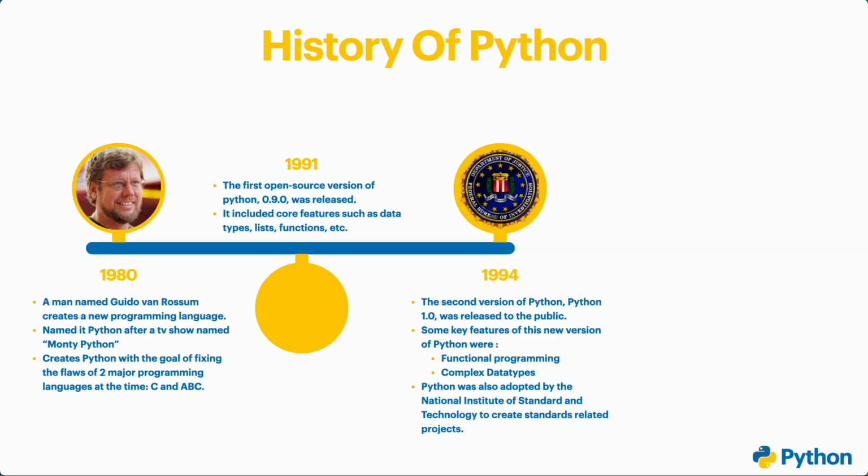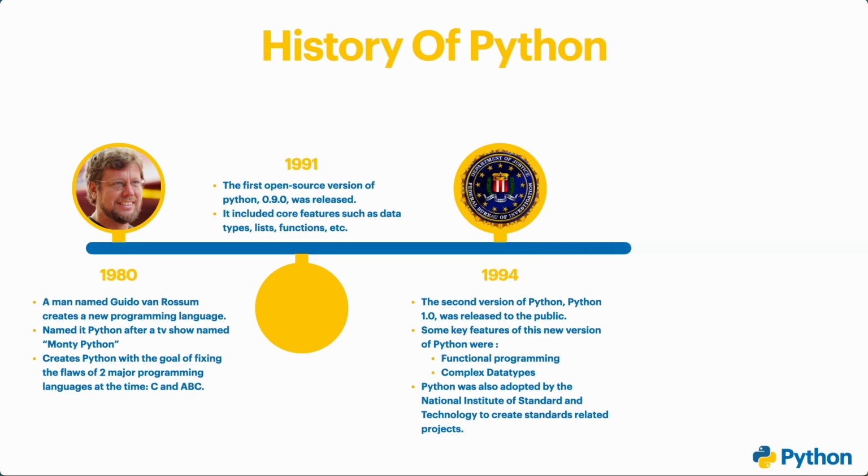1994 was also an important year for Python because Python was adopted by the National Institute of Standards and Technology to create standards related projects. And this was a big deal because whenever a big organization adopts a new technology, in this case NIST adopting Python for their programming projects, this creates a lot of popularity and buzz around that programming language because a lot of people just hear about that language and they want to learn that language too because it's getting popular in a certain industry. So as this big institution adopted Python, Python gathered a lot of popularity.